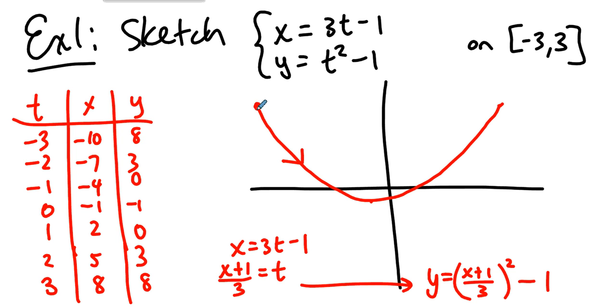So there is an initial point here. This is the initial point. And there is a terminal point here. We don't put arrows on the parabola to indicate that it goes forever, because it doesn't. The curve starts here and stops there.